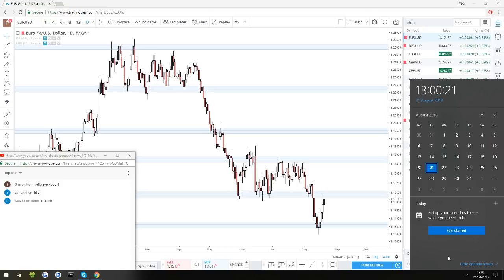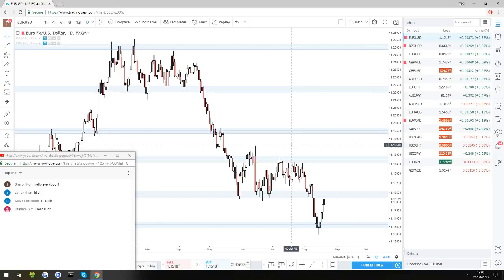Today is Tuesday, the 21st of August, 2018. Time is 1 o'clock here in the UK. You're looking at a EURUSD daily chart. Today's analysis, we're going to be looking for price action setups. When I say price action setups, what I mean is we're going to be looking for continuations, reversals, all kinds of setups. I've had a few good weeks the last few weeks, a few great trades.